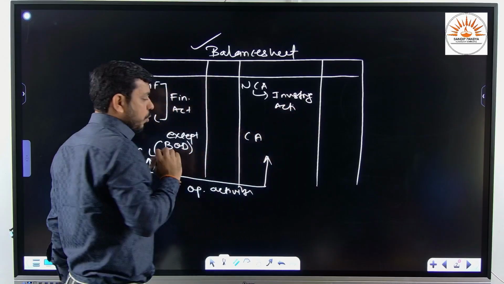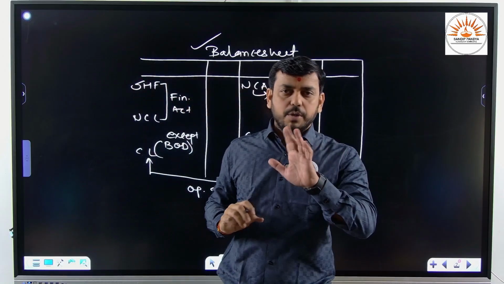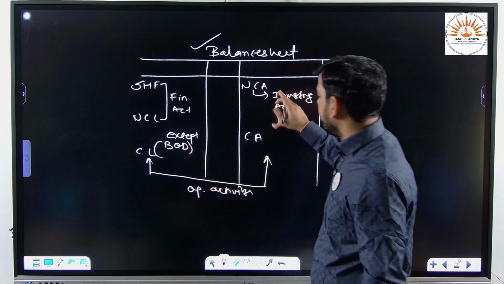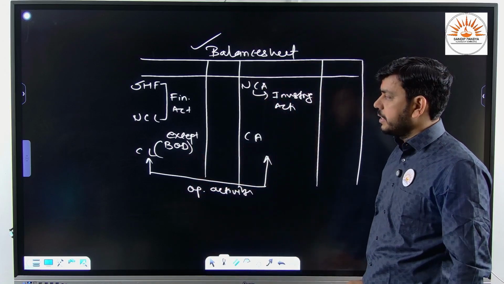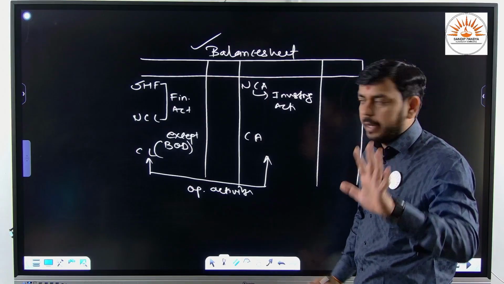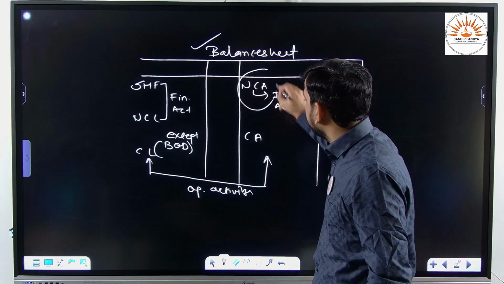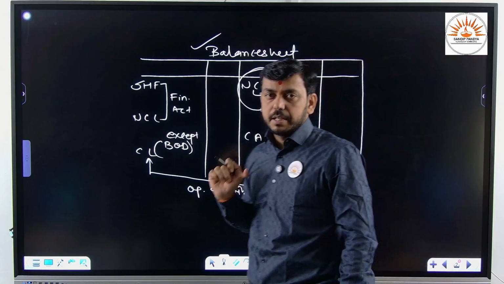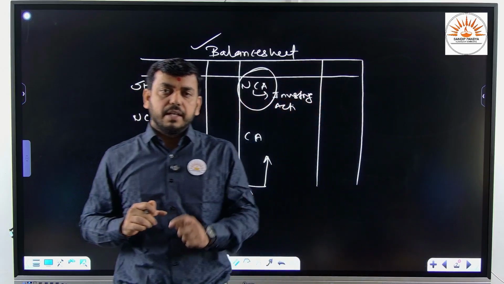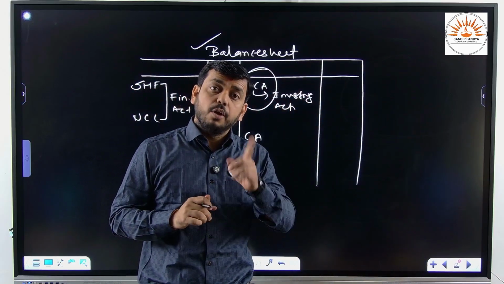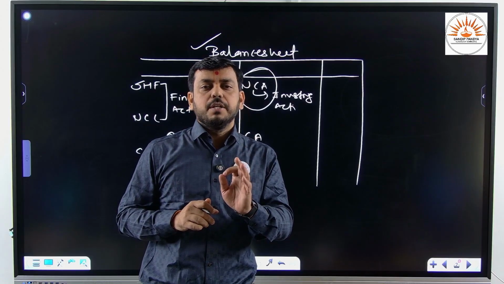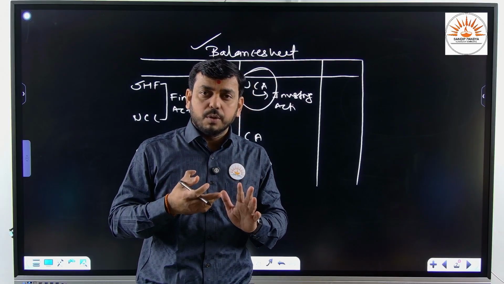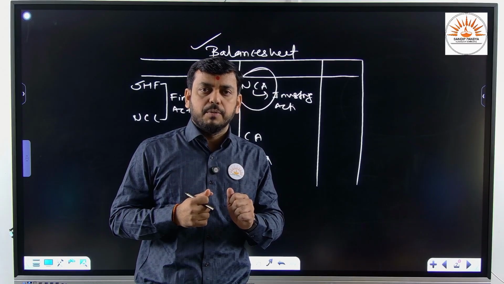So once again, what we should remember, total 5 items: shareholders fund, non-current liability, current liability, non-current assets and current assets. So out of total 5 items, these non-current assets are a part of investing activity. That means once you identify this item is an asset and a non-current asset, then you should include it in investing activity.